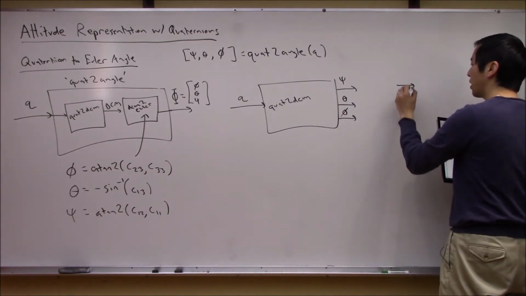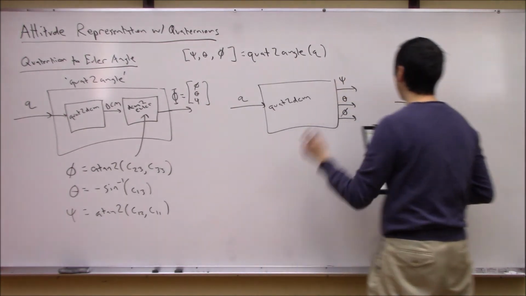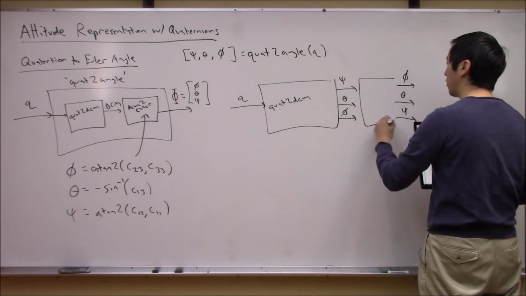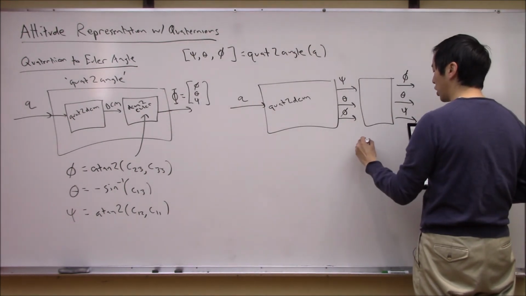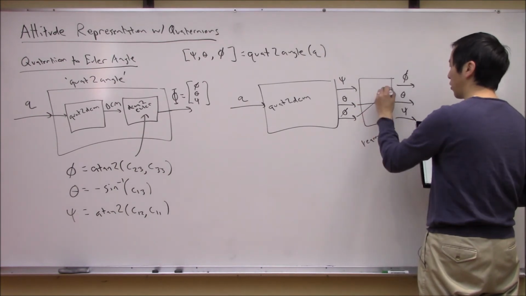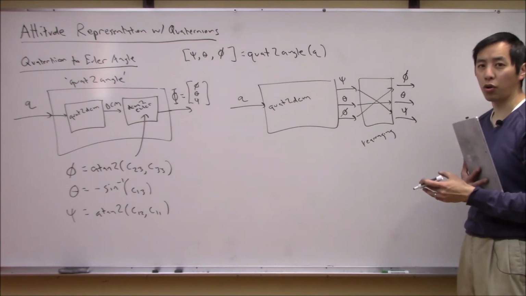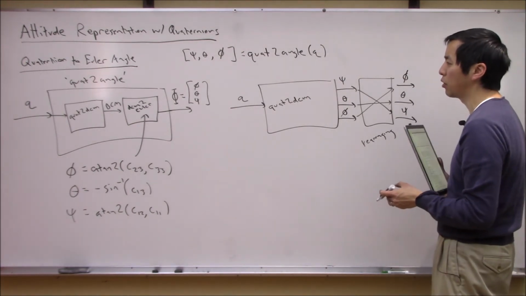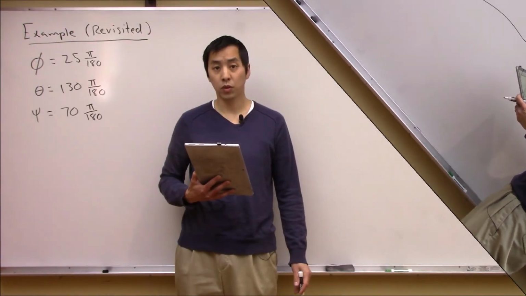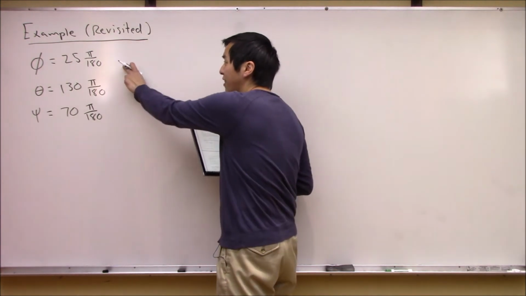If what you want coming out is the Euler angles in the order phi, theta, psi to be standard, you've got to do a little bit of rearranging. This one just goes straight, and you've got to swap these two. So again, just don't mess up the order in your Simulink models or your MATLAB code by forgetting to take this into account, okay?